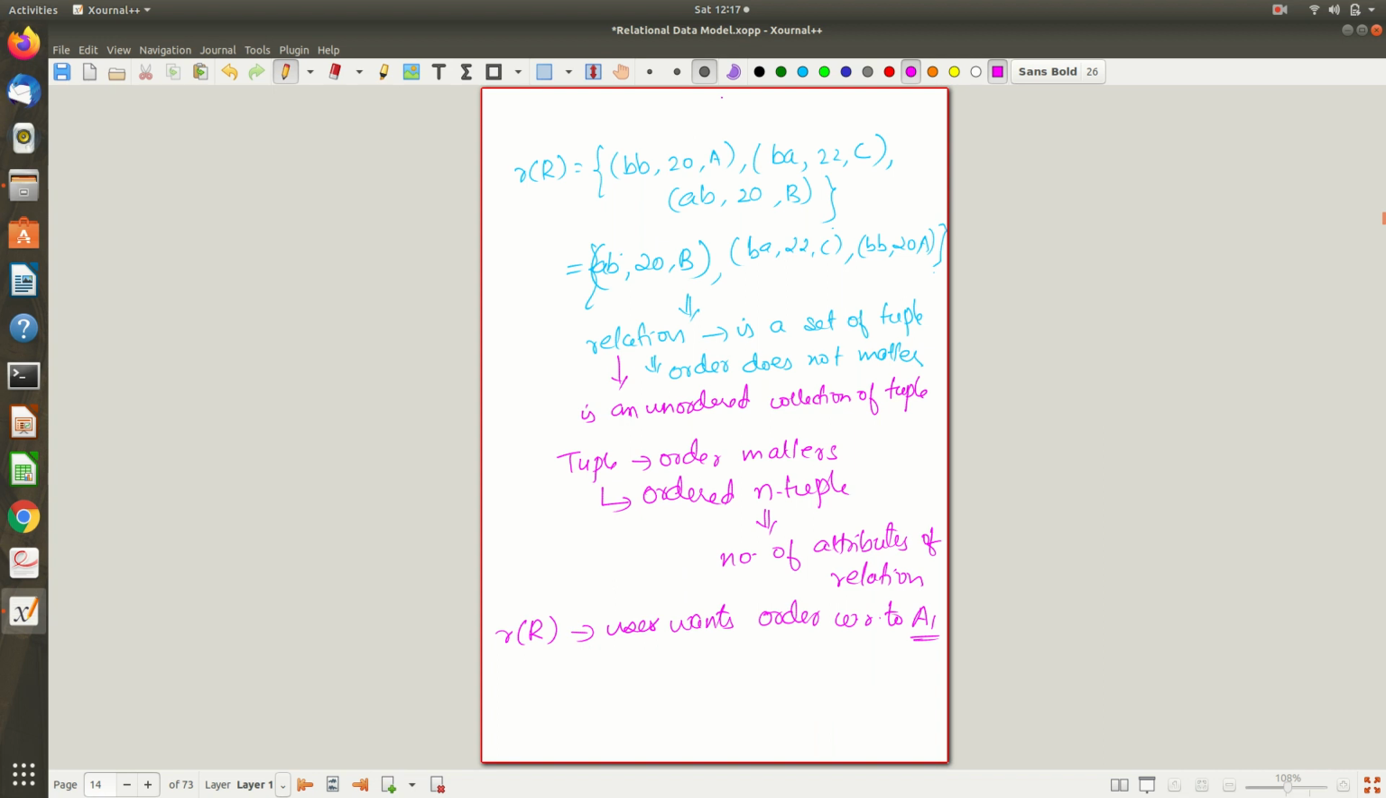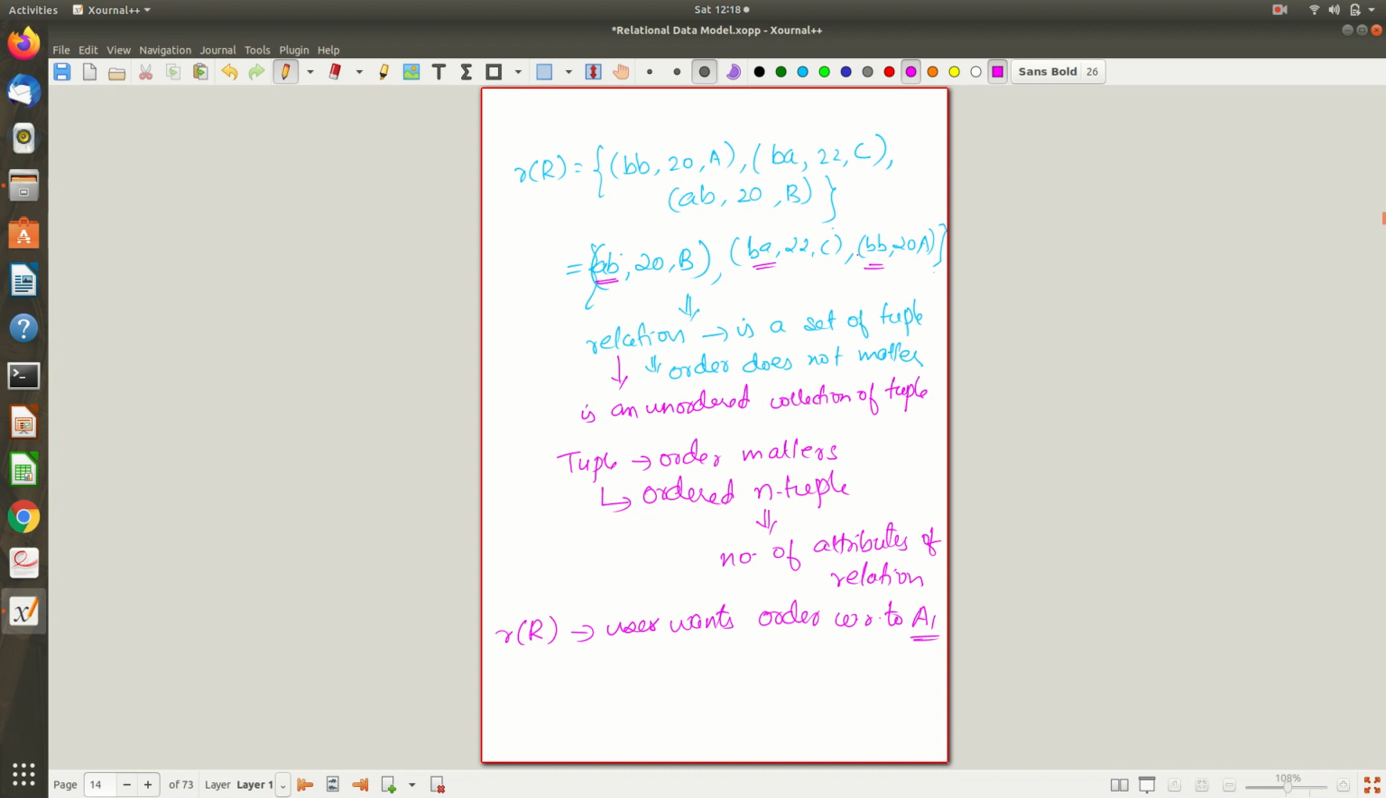So the user wants some ordering with respect to the attribute A1. Now see, this is the correct result. With respect to the attribute A1, which is name, I am ordering them so that AB comes first, then BA, then BB.